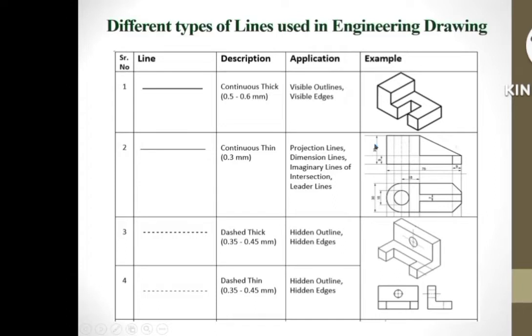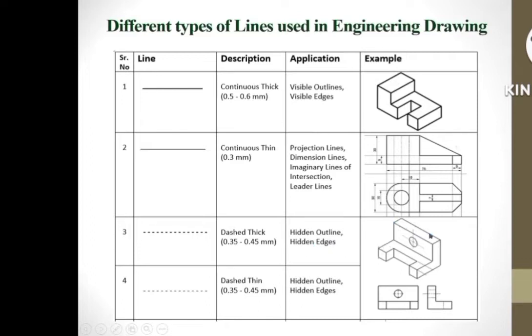Then these are dimension lines. Dimension lines are also drawn by using continuous thin lines. Third one is dash thick. It is approximately 0.35 to 0.45 millimeter. And the fourth one is dashed thin. Again, it is approximately 0.35 to 0.45 millimeter. These two lines are used to draw hidden lines and hidden edges.